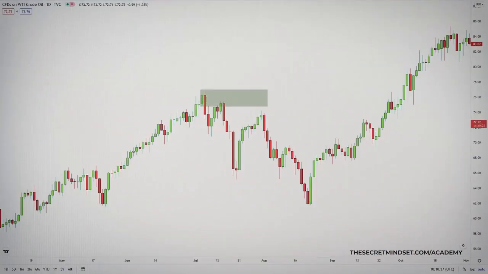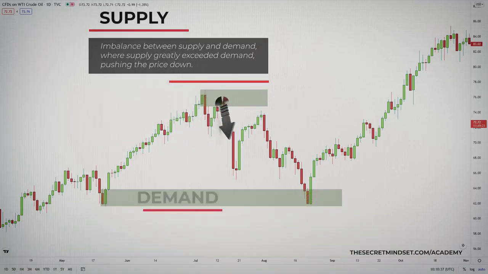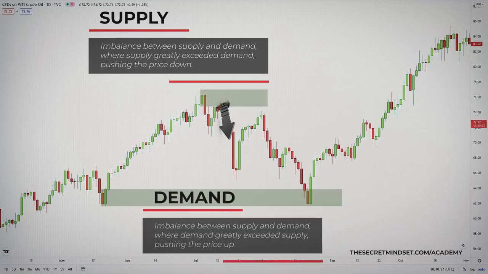A supply zone is an area at which a lot of sudden selling has occurred. This resulted in an imbalance between supply and demand, where supply greatly exceeded demand, pushing the price down. A demand zone is an area at which a lot of sudden buying has occurred. This resulted in an imbalance between supply and demand, where demand greatly exceeded supply, pushing the price up.